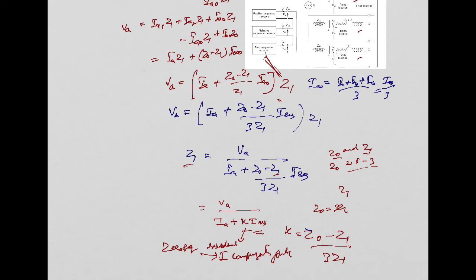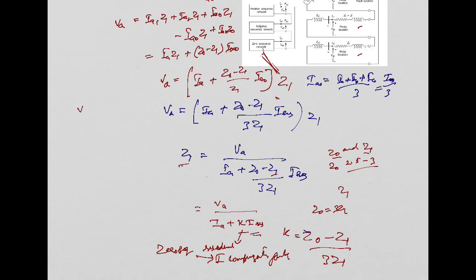three distance measuring units with inputs that is VA, IA plus KI residual. Then second we have VB, IB plus KI residual. Then VC, IC plus KI residual will be needed.